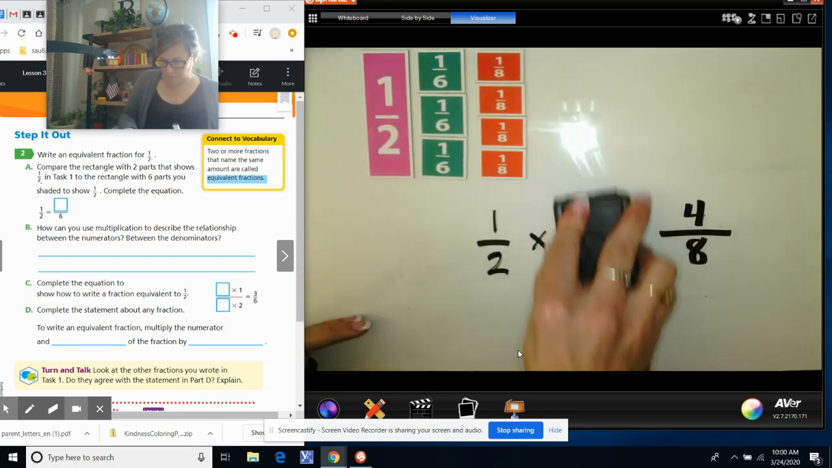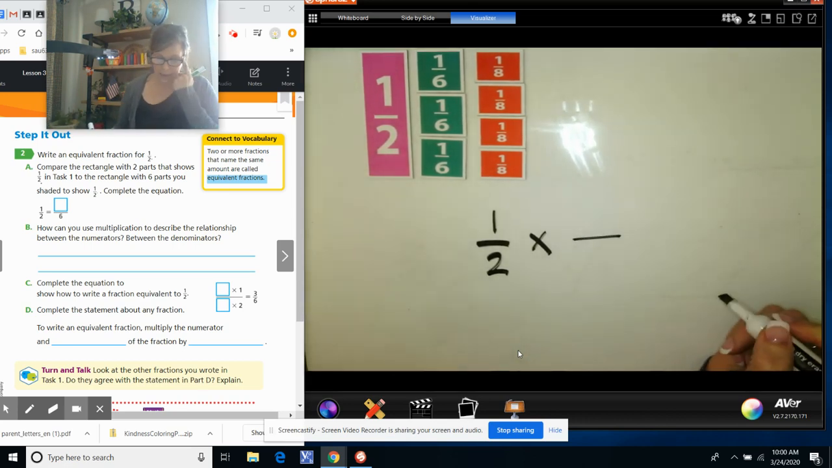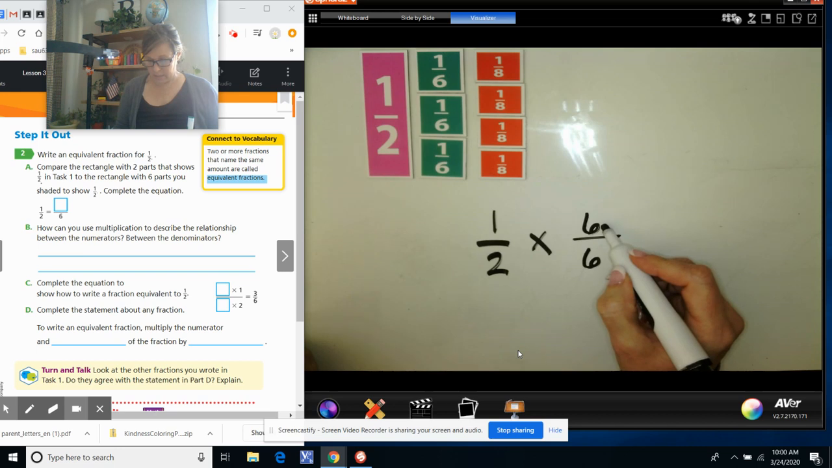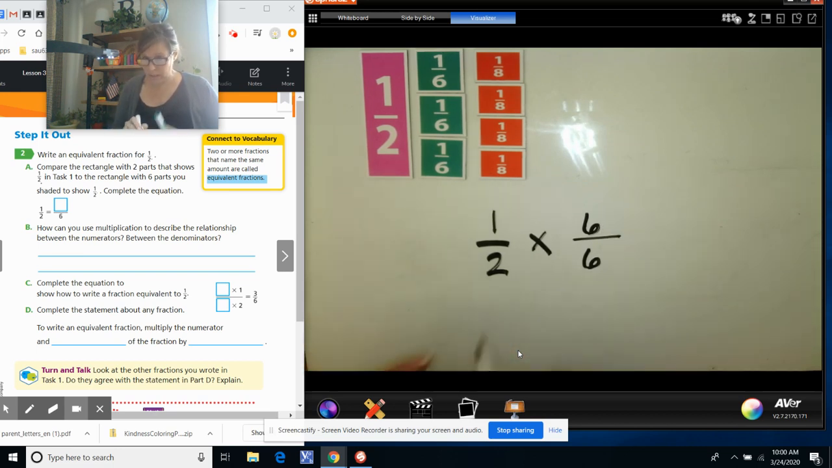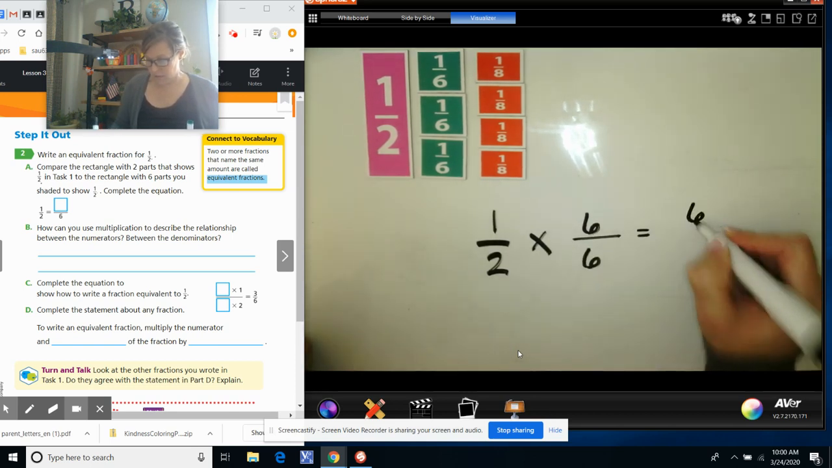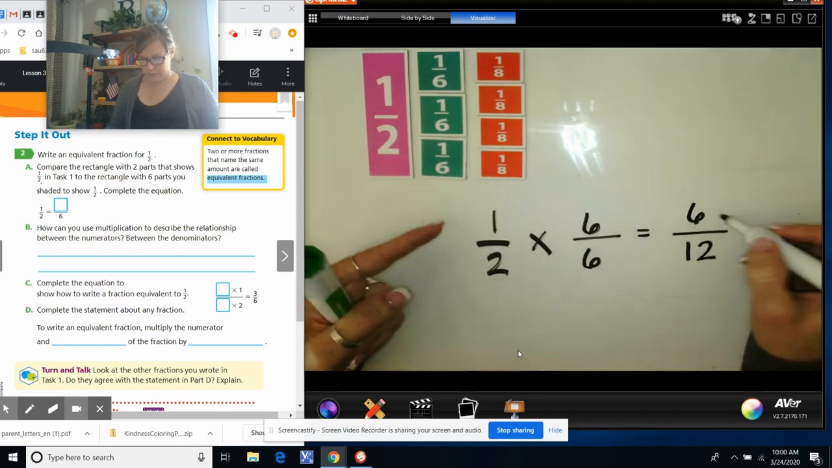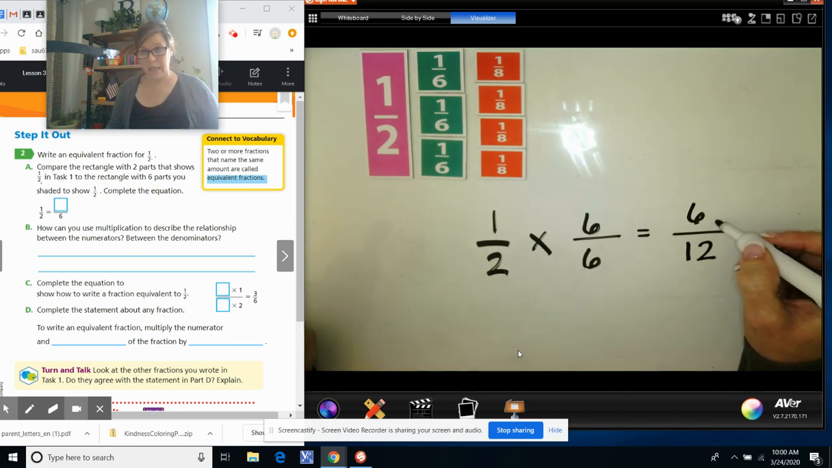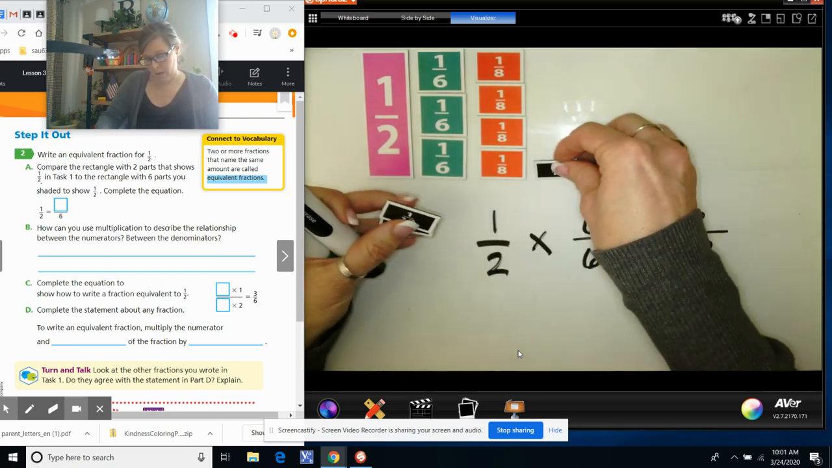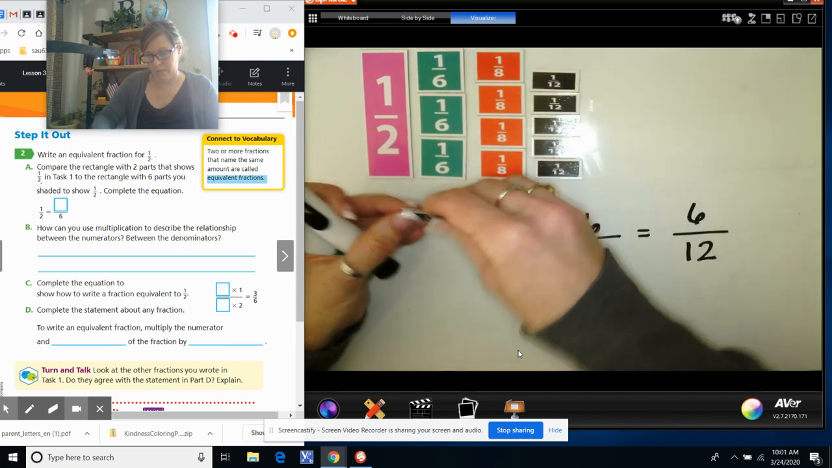Let's try one more. Let's take that half and multiply it by the same number. We're going to multiply it by 6 and see what we get. So same number in the numerator and in the denominator. We are going to get an equivalent fraction to half. Okay. 1 times 6. 2 times 6 is 12. Different parts, different amounts shaded in, but they are equivalent. Let's check it out. 6 12s. 1, 2, 3, 4, 5, 6.